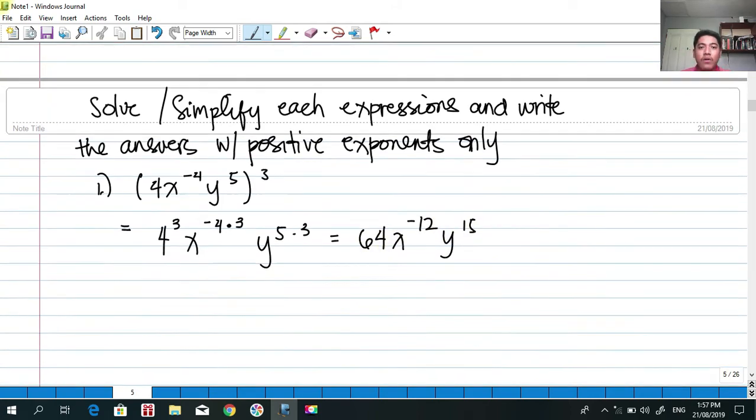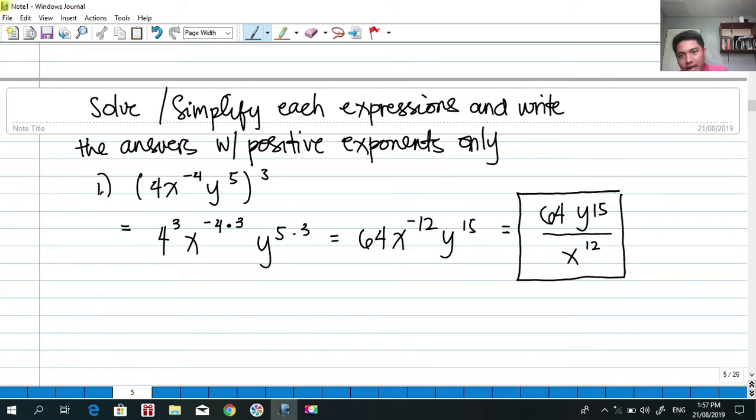And our direction is to simplify the expression and write the answers with positive exponents only. As we can see here, we have a negative exponent. So we still have to simplify that and eliminate that negative. So what will happen is that 64 y raised to 15, we get the reciprocal of this x term, so that we eliminate the negative sign. That's one property we have studied a while ago. So this should be our final answer.